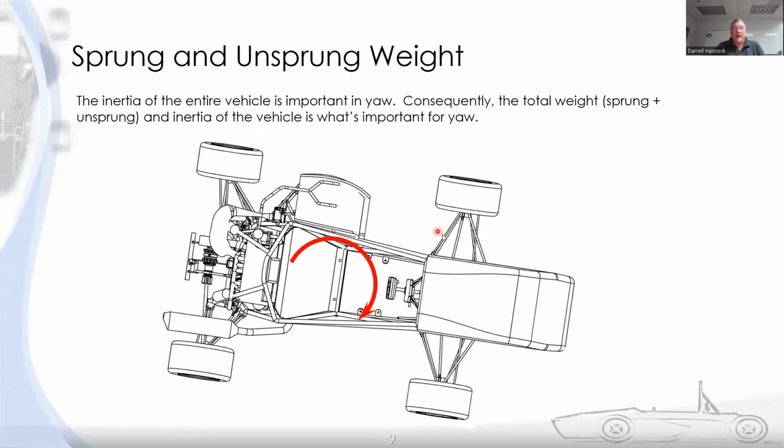However, when you corner and you're yawing the vehicle, you're turning the whole vehicle around a corner, the entire vehicle is moving, including the unsprung mass. So the whole weight of the vehicle is important in yaw, and the inertia of the vehicle. That's something that's frequently mentioned in Formula SAE. You want to reduce that yaw moment of inertia. We'll talk more about that later.